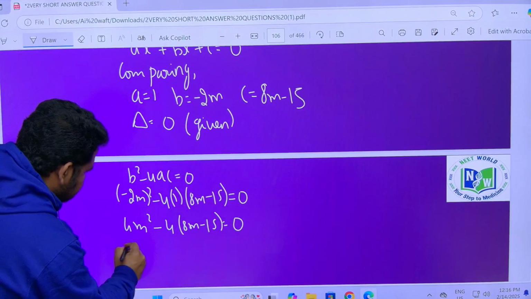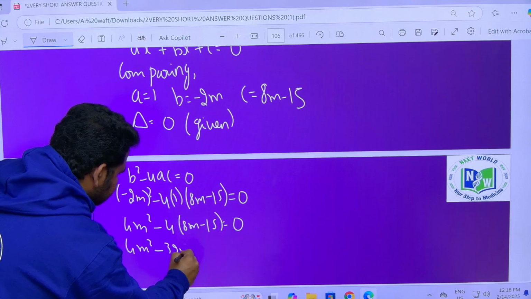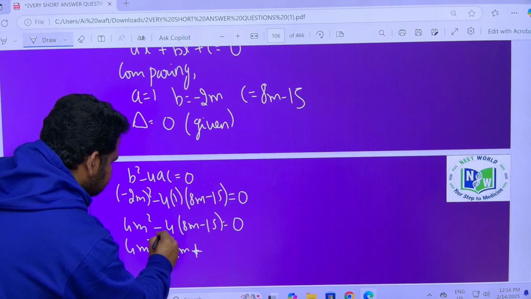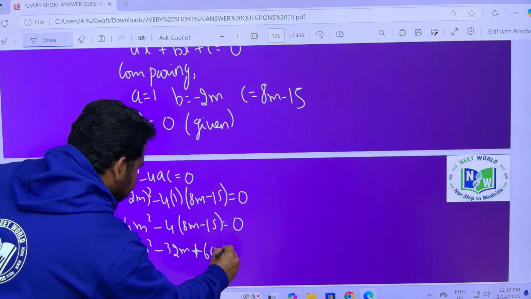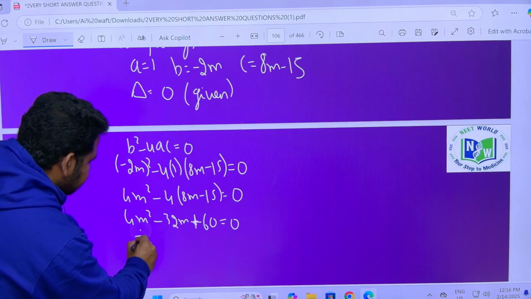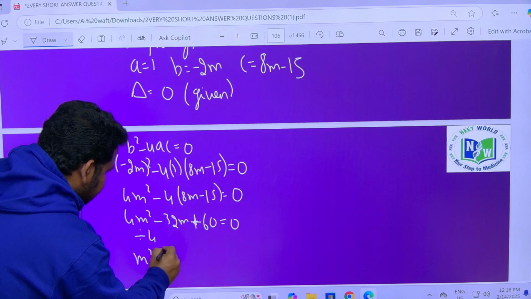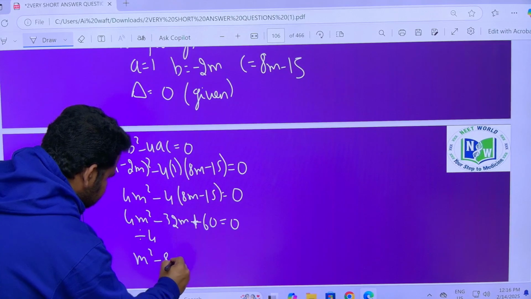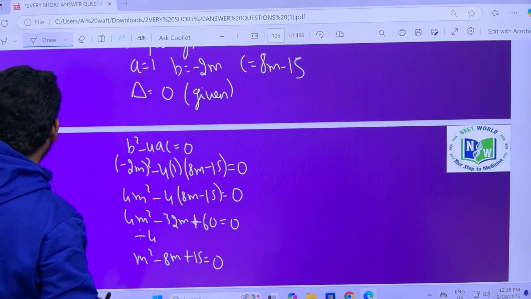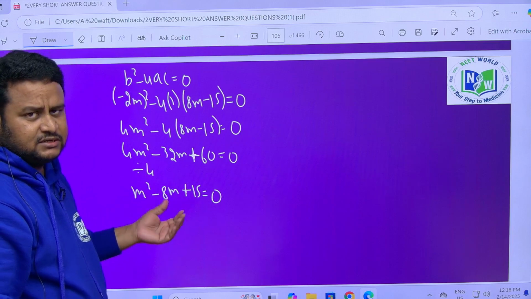So now let us further simplify. 4m square minus 4 eights are 32m, minus into minus is plus, so 4 into 15 is 60, is equal to 0. But this whole entire equation we can divide by 4. This will give us m square minus 32 by 4 is 8m, plus 60 by 4 is 15, is equal to 0. So now we got a quadratic equation in terms of m. If we solve this quadratic equation, we will get the value of m.